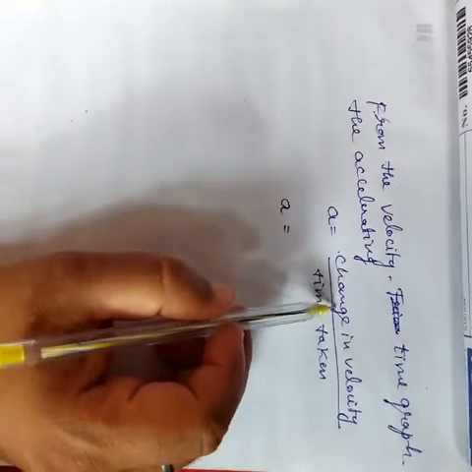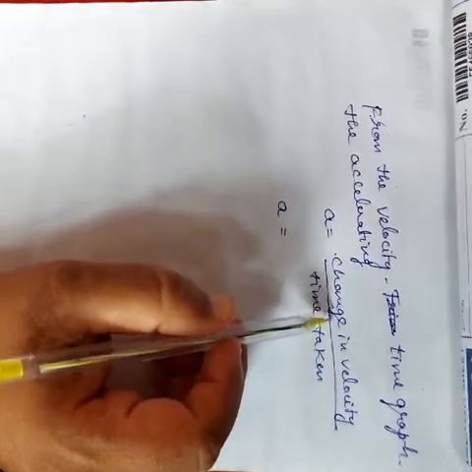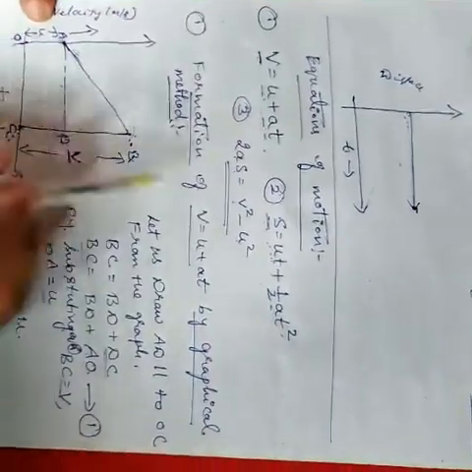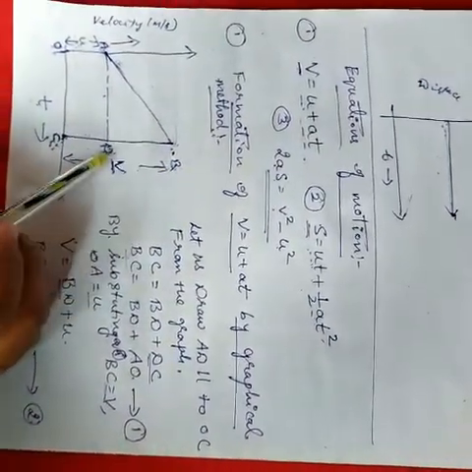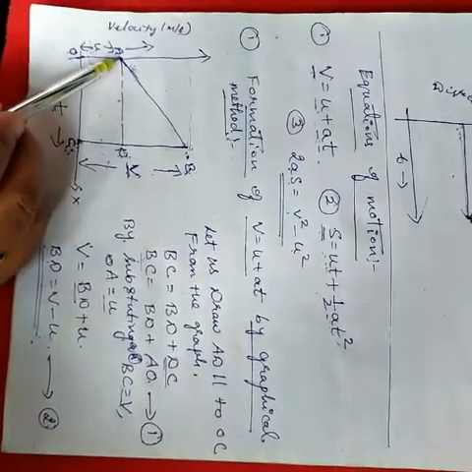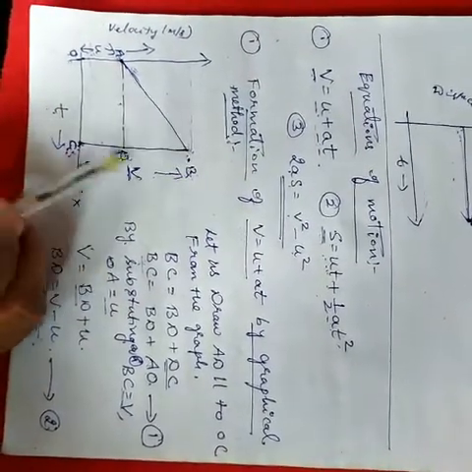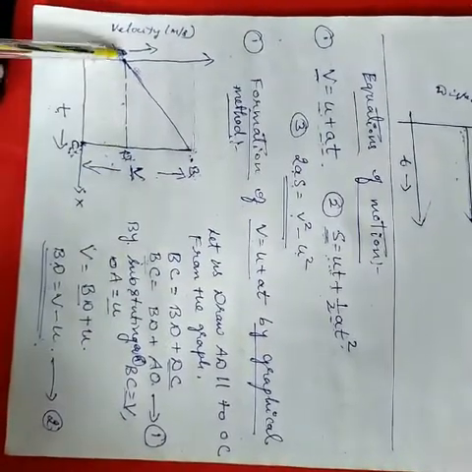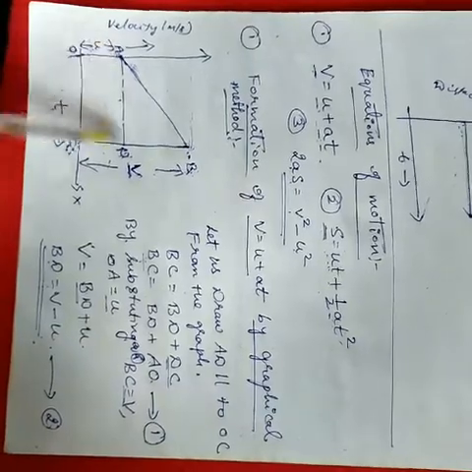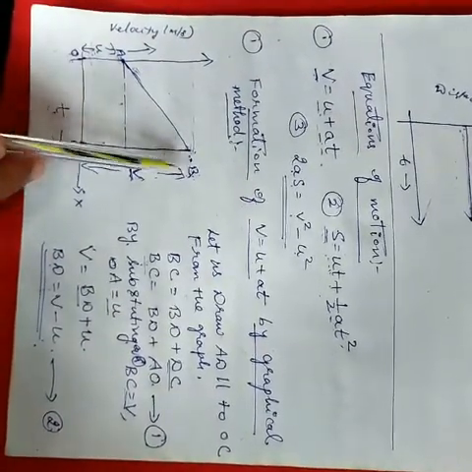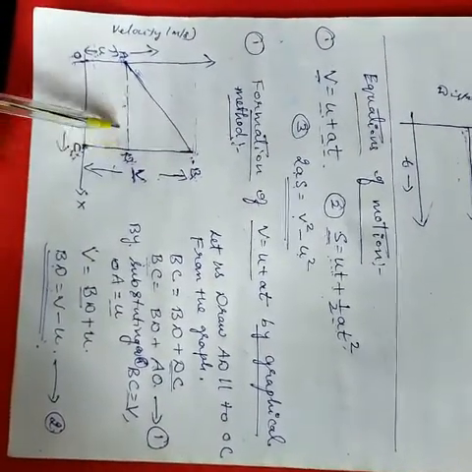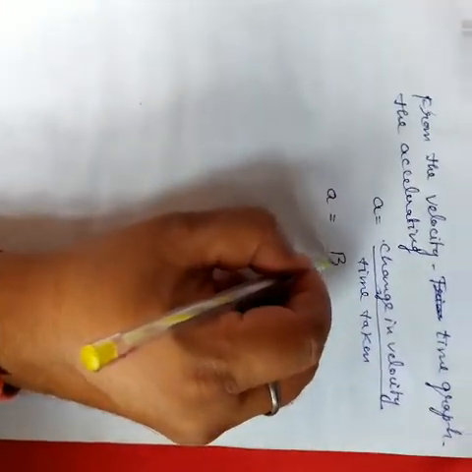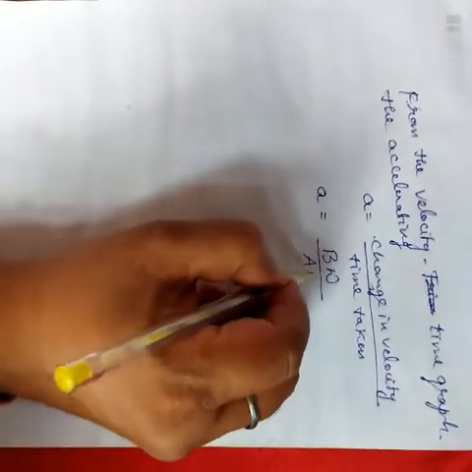So what is that change in velocity? By seeing that graph, how much is the change in velocity? That is BD. See here, from point A to B, BD is the change in velocity. The time taken is AD. Okay, the velocity change is BD and the time taken is AD. So what we write here now is BD upon AD.